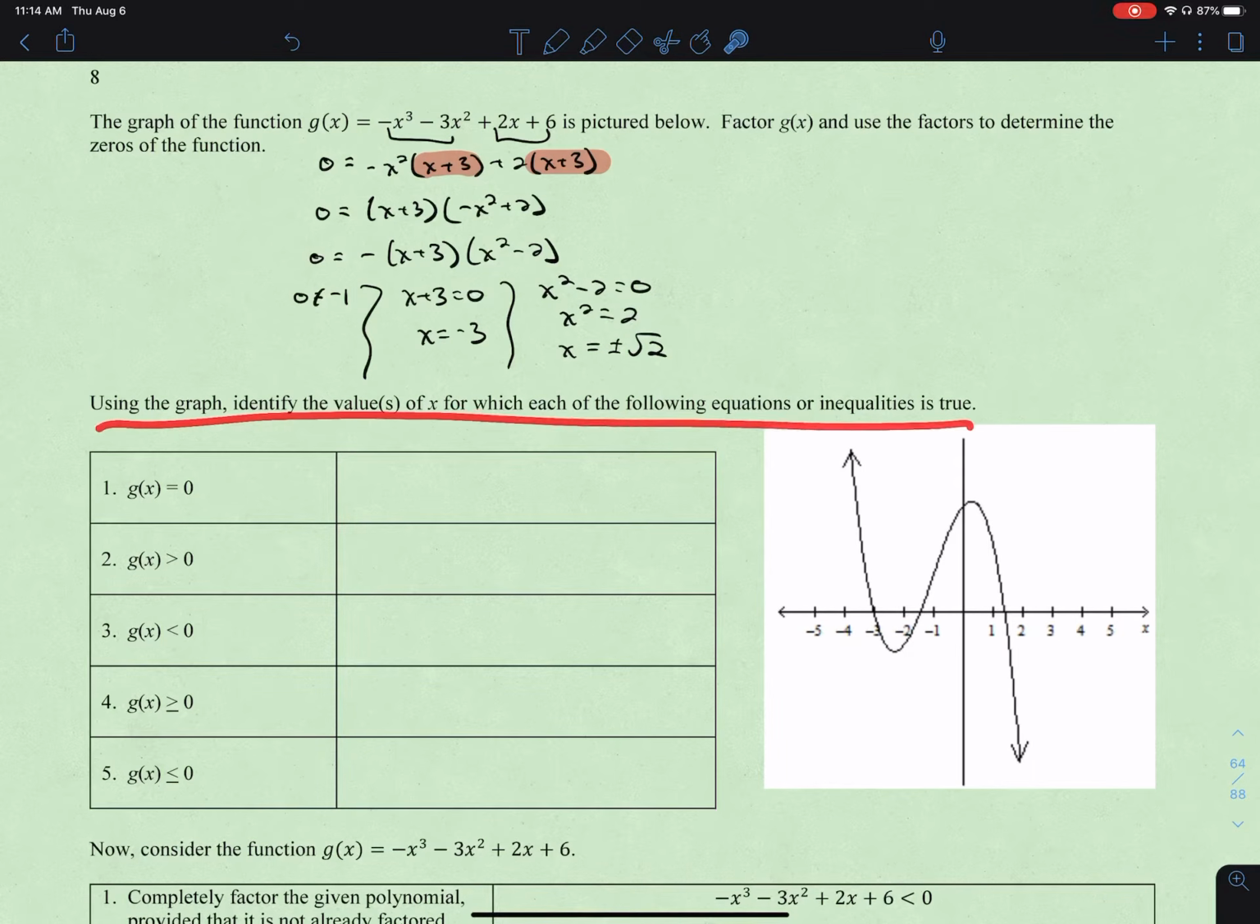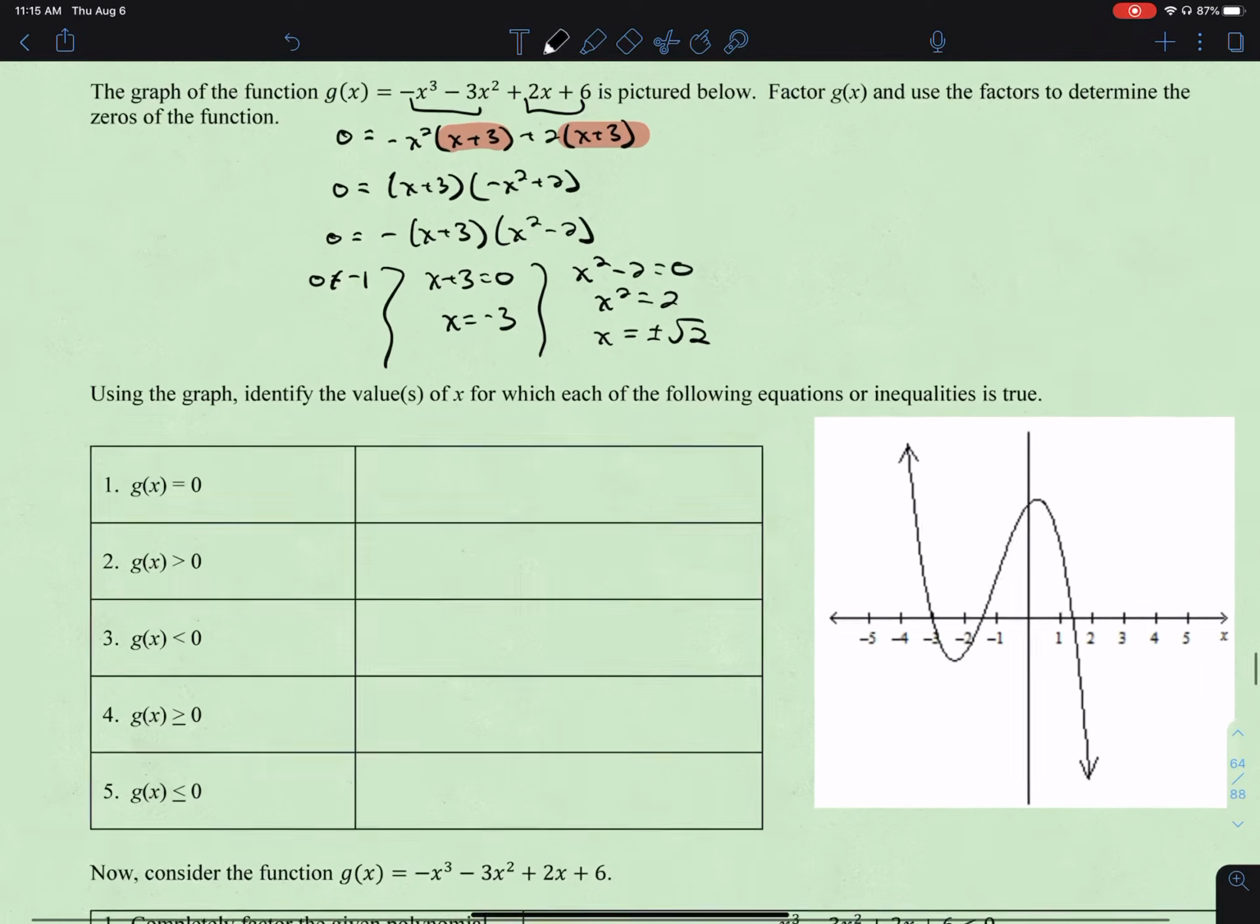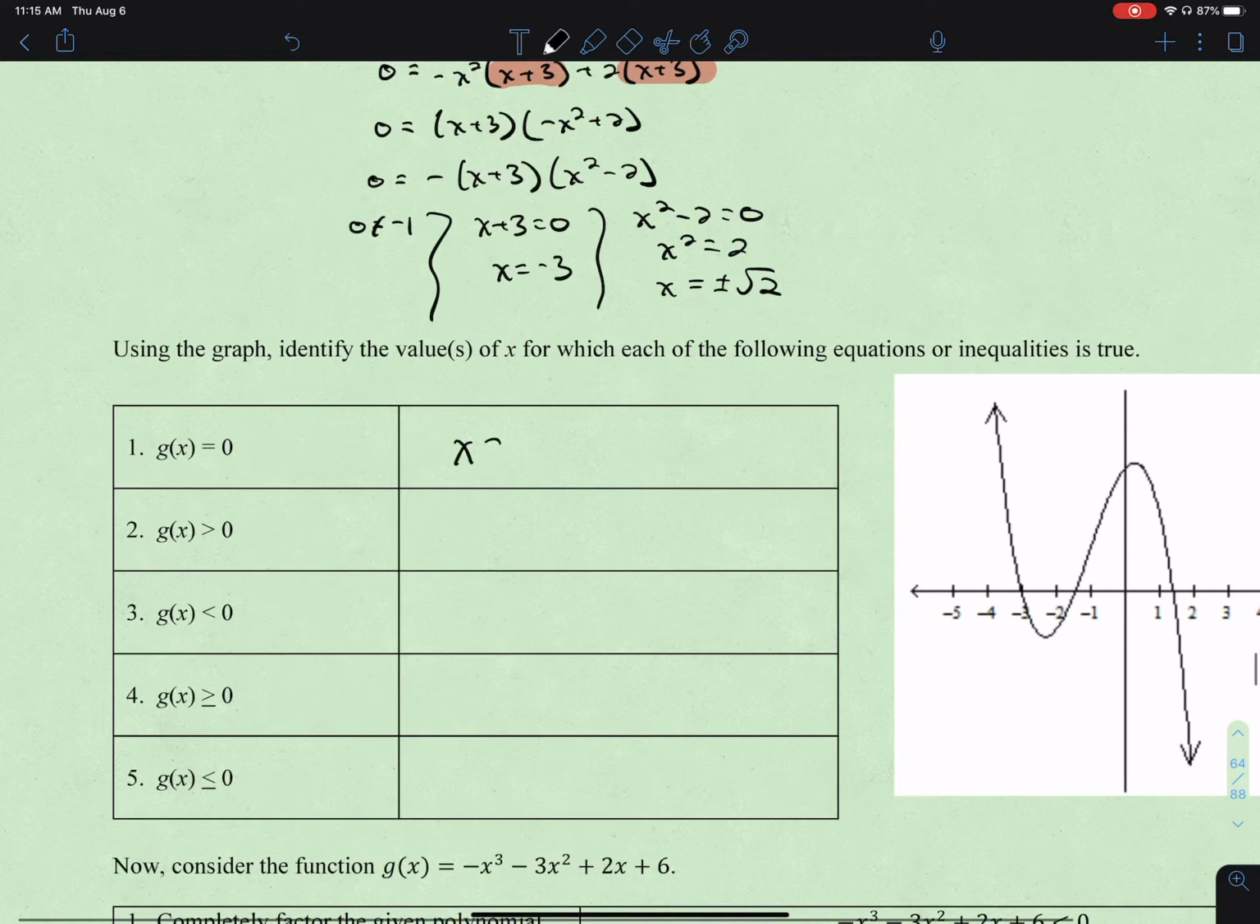Using the graph, identify where the zeros are and so on. Using this graph to identify the zeros is not possible. This one appears to be negative 3. That's possible. This one appears to be between negative 1 and 2. I don't know what it actually is. That's why we did this work up here. It's negative square root of 2. This one we'd have to estimate as well, but we don't have to because we found it up here. So our x-intercepts from left to right are negative 3, negative square root of 2, and positive square root of 2.